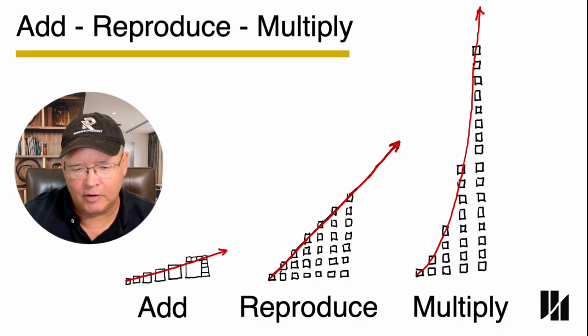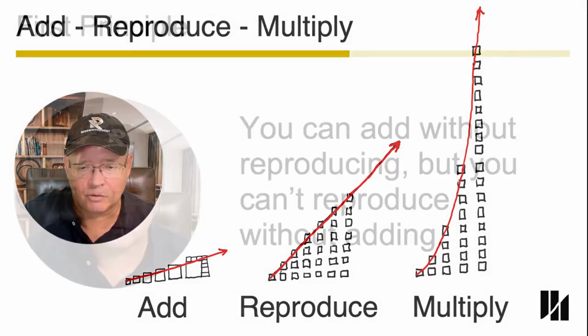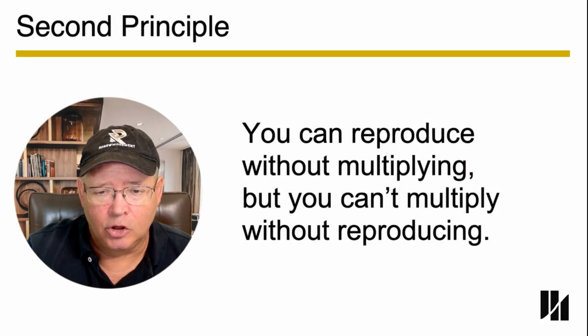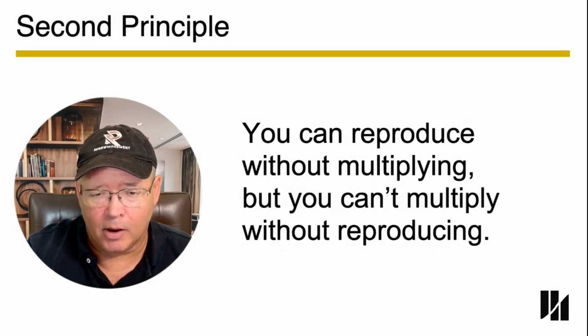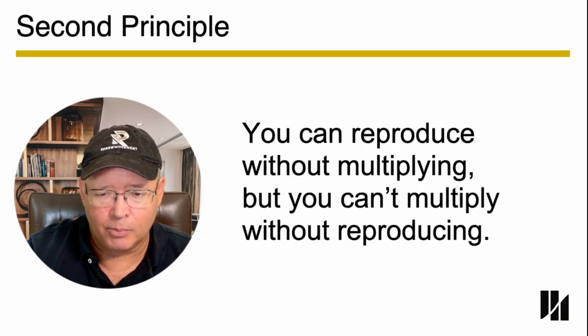It can add numbers and it can grow without actually reproducing. But if I get to the second graph where reproduction is happening, it is impossible to reproduce, meaning to continually plant more churches, and not see addition happen. So we can add without reproducing, which is the programmatic one on the left, but we can't reproduce without seeing addition happen. And so the question is, do we focus on addition without reproduction, or do we focus on reproduction and get addition? And that's really a kingdom math question that's tied up in our value system that we have to wrestle with.